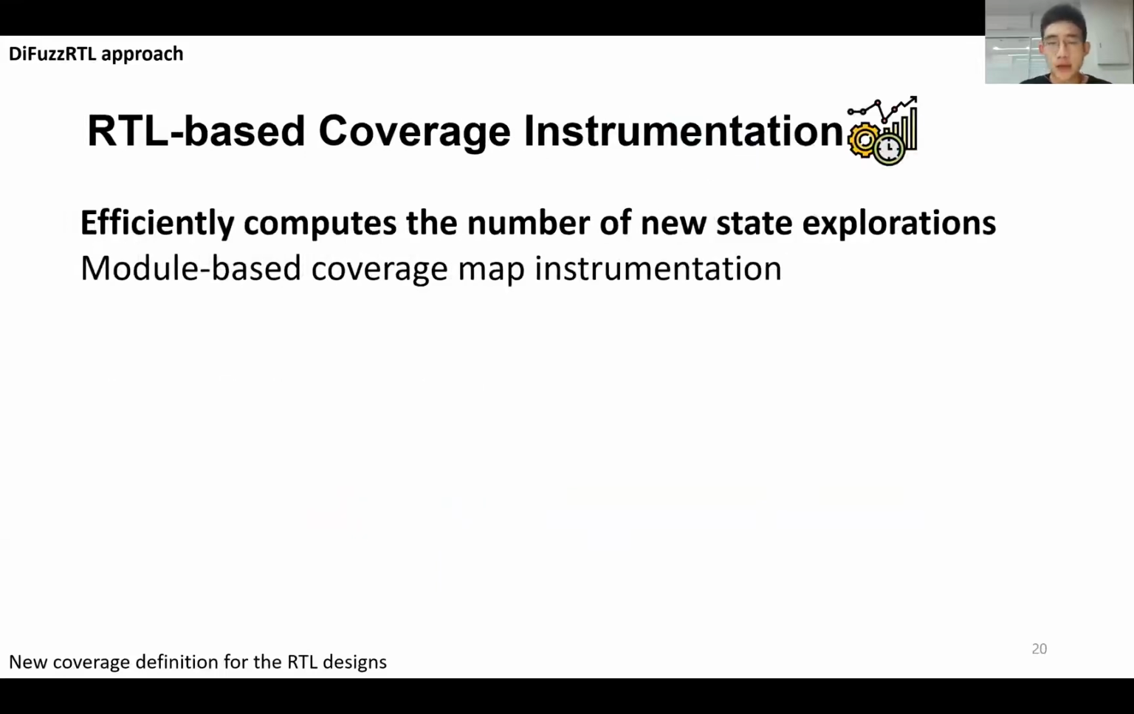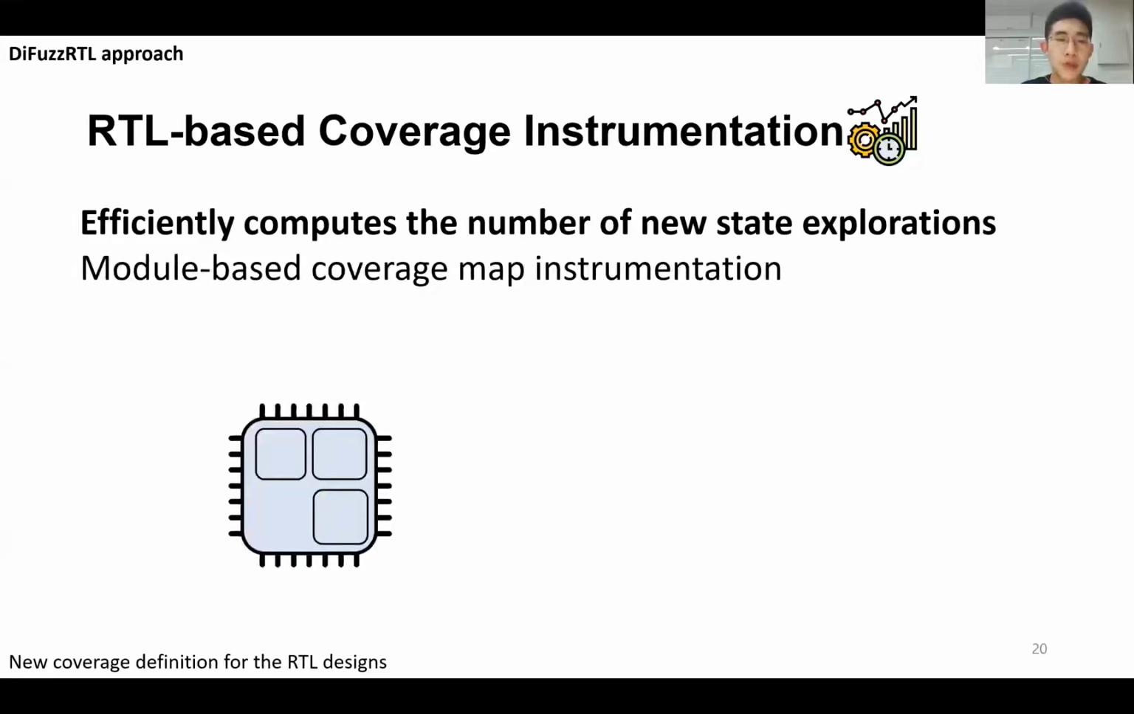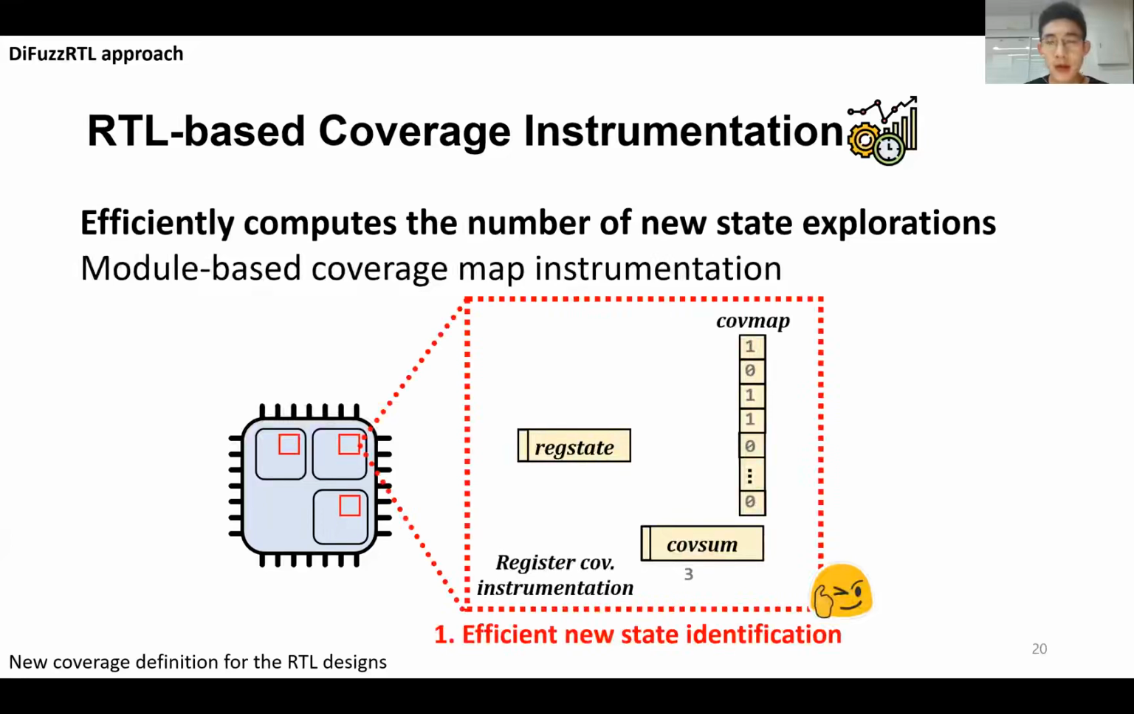While monitoring the control registers, the register coverage has to identify the new state and compute the number of new state explorations. For that, we introduce a hardware data structure called coverage map. Coverage map remembers all the explored states so that we can always identify a new state exploration by checking the coverage map. Then we introduce the instrumentation method, which computes the number of new state explorations. For example, given an RTL design with 3 modules like this, we instrument all the modules with 3 components: leg state, cov map, and cov sum.